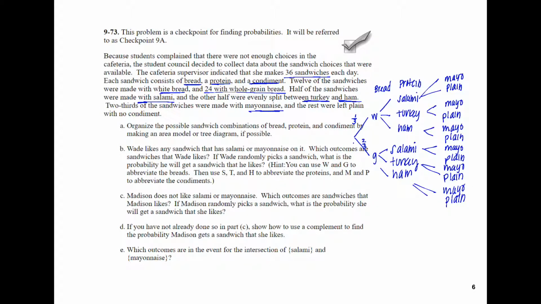So we know that half of the sandwiches were made with salami, and the other half were turkey and ham. So we get 1/2 and 1/4 for those ratios. We know that 2/3 of the sandwiches were made with mayo, and 1/3 were made plain.